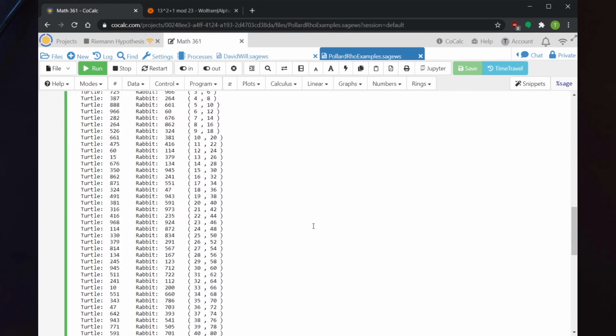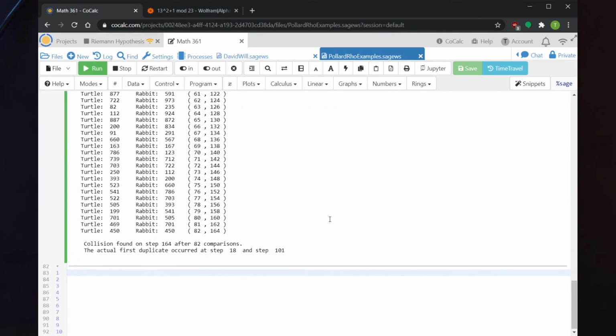Here's another example. In this one, we got really unlucky. So note the first actual collision was between step 18 and step 101. So that is to say, the first actual collision was very, very far down the path. But then we didn't actually find that collision until the rabbit was 164 steps down the path. But note we only needed to do 82 comparisons in total in order to find this. So we have reduced drastically the number of comparisons that we're doing in order to actually find this collision.